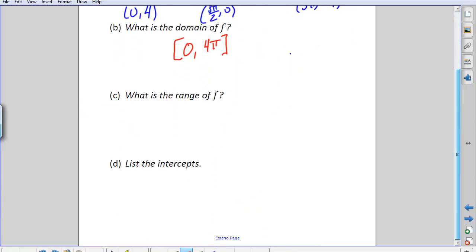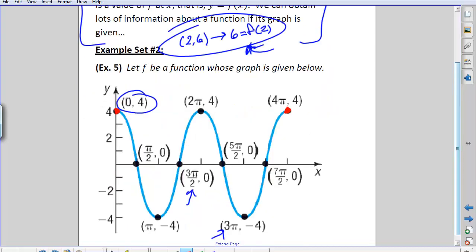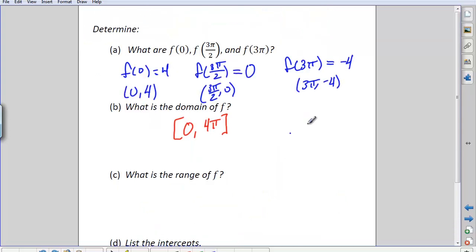Okay, next question, what's the range of f? For the range, I'm thinking upper and lower boundaries. So what's my lower boundary on this graph? Well, the lowest this graph goes, both of these points have y values of -4. So that's the lower boundary. The upper boundary, well, we have 3 points, all with y values of 4. So the lowest point on this graph has y value -4, and the highest point on this graph has y value +4. So the range goes from -4 to +4.